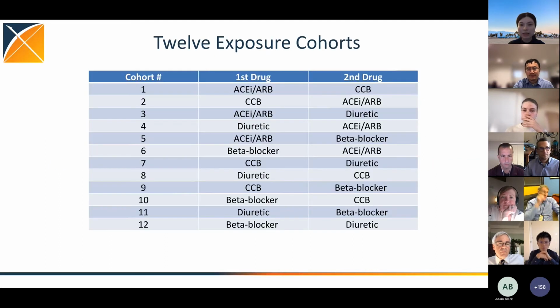Next slide, please. So we look at all 5 major drug classes of antihypertensive medication. These include ACE inhibitors or ARBs, calcium channel blockers, thiazide or thiazide-like diuretics, and beta blockers. We look at all the dual combinations of these drug classes. These generate 12 exposure cohorts. Next slide.